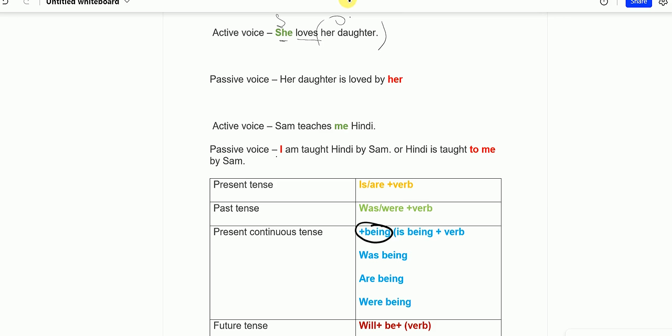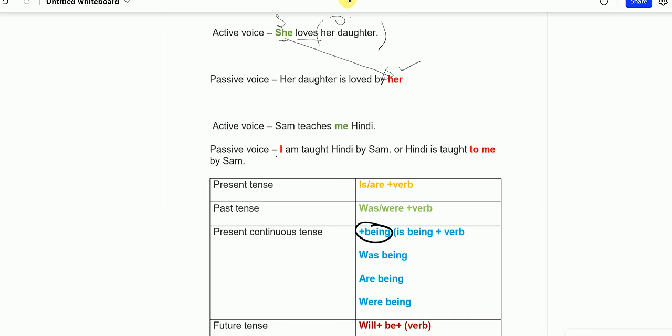So her daughter becomes your object. And of course in a passive voice you begin with the object, so it's going to be her daughter is loved. You can't say by she. That she changes now to become what? She is loved by her. That is how you change the pronoun in sentences of this nature.